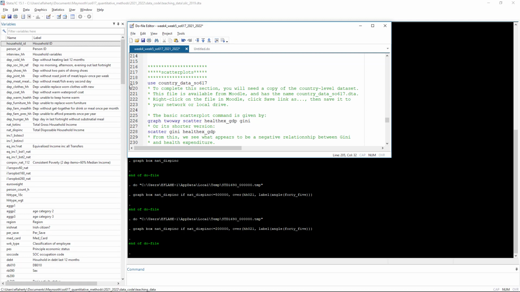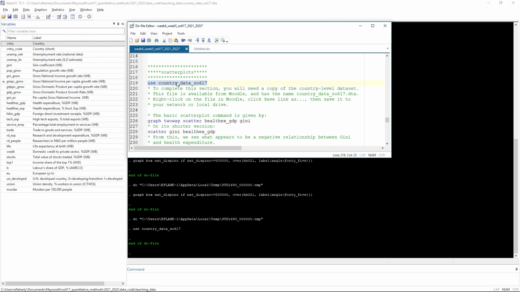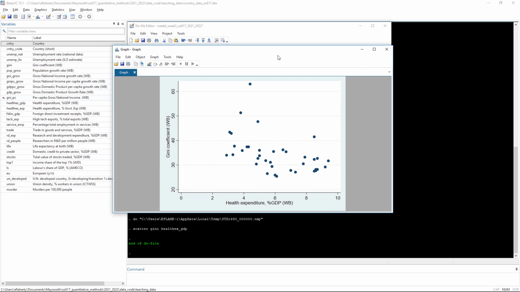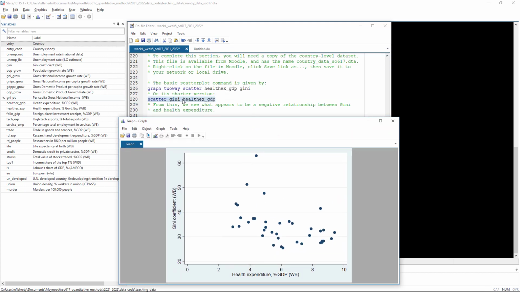So for a practical example, I'm just going to switch data quickly to a country level data set. And again, the basic graph command is given by graph two-way scatter, or the shorter version, which is scatter. Now, as I mentioned earlier in the slideshow, the positioning of the order of the variables in this command is quite important. We'll talk a little bit more later in the course about hypotheses, but the way your hypothesis is phrased, you want to make sure that you get the placement of the dependent variable right. So the variable that appears first in the command line here is the one that's going to appear on the vertical axis.